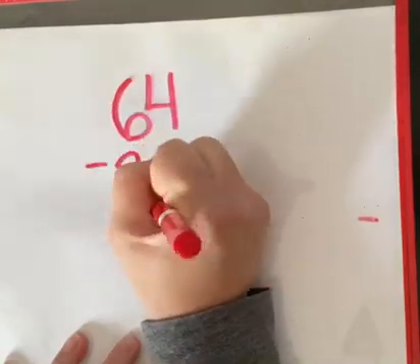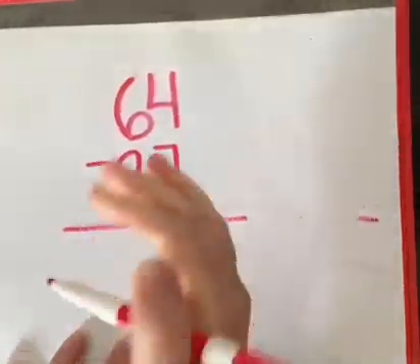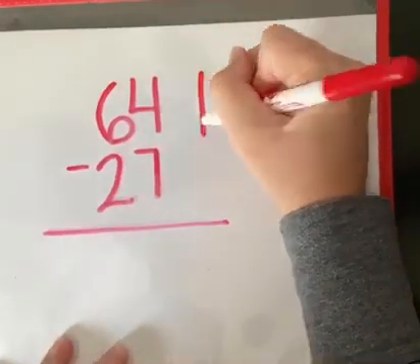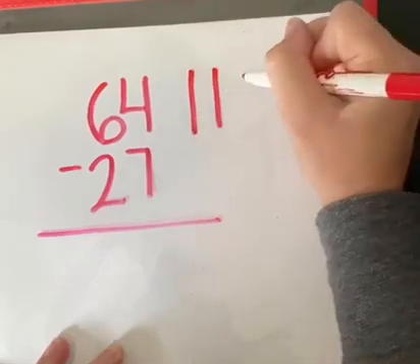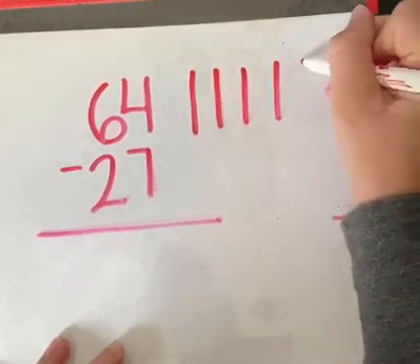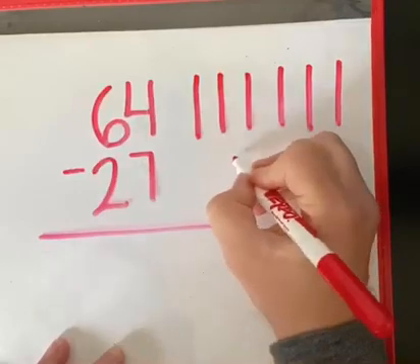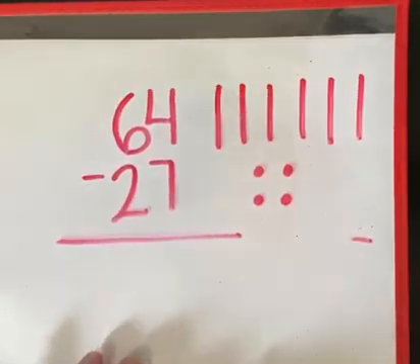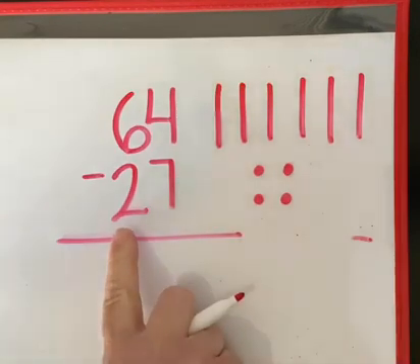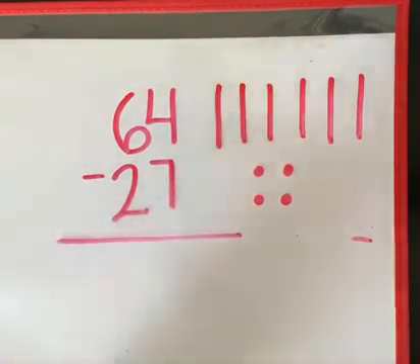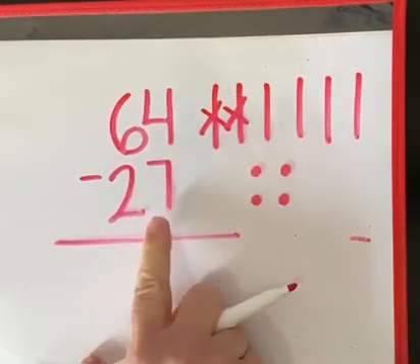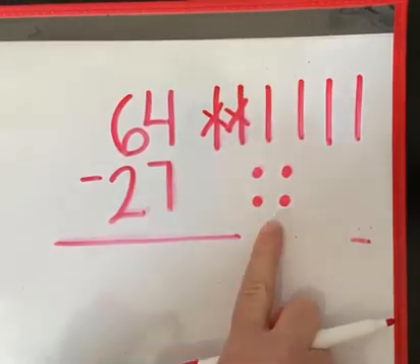Okay, so let's start with 64 minus 27. Can I take away 27 from 64? Yes, because 64 is bigger. Okay, so let's draw our bigger number. 10, 20, 30, 40, 50, 60, 61, 62, 63, 64. All right, so I'm going to first start by taking away my 10s, 27. So I'm going to take away 20, 10, 20, and I need to take away 7 ones. Uh-oh, this is where it gets tricky.